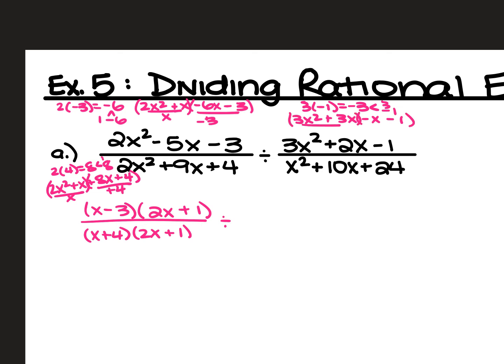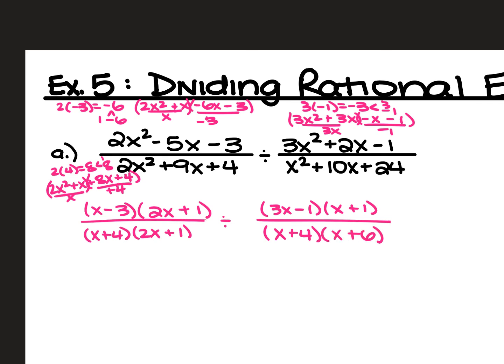So we factor this by grouping. Factor out a 3x from the first. Factor out a negative 1 from the second. That gives you 3x minus 1 times x plus 1. Then on the bottom of your second fraction, your factors of 24 that add up to be 10 are 6 and 4. So that's x plus 4 times x plus 6.